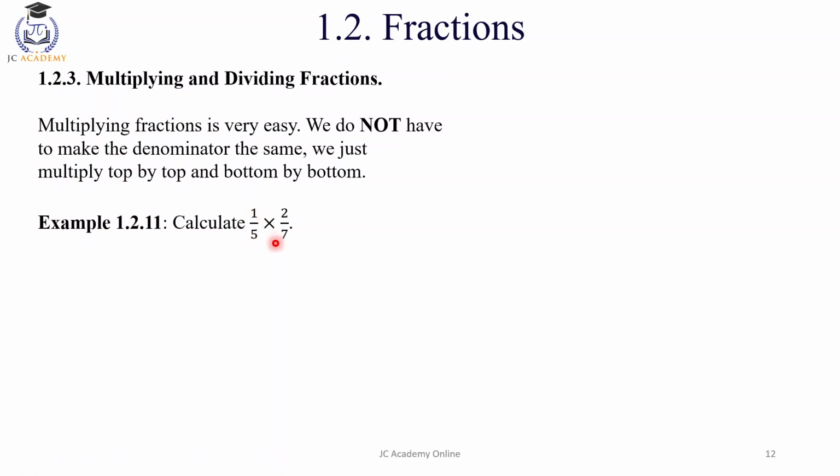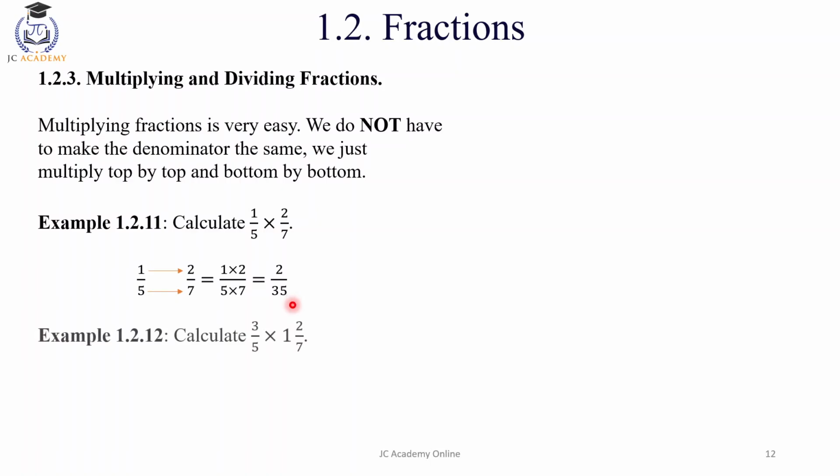Calculate 1/5 times 2/7. So we just do exactly the same. We multiply the top numbers, so we do 1 times 2. And we multiply the bottom numbers, which is 5 times 7. So 1 times 2 is 2, and 7 times 5 is equal to 35. That is our answer. We can't simplify it any further. Let's look at another example.